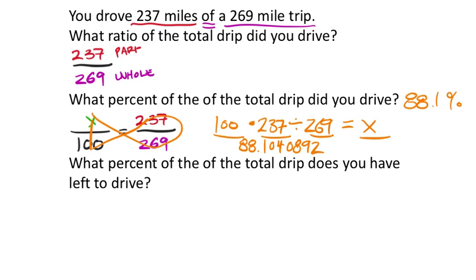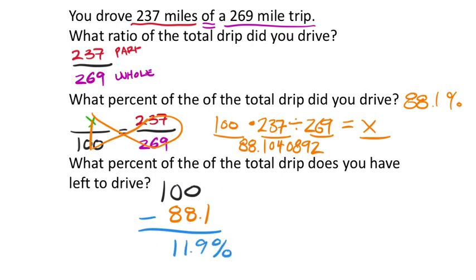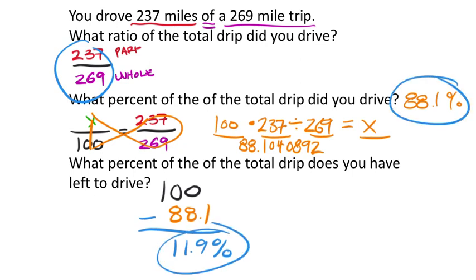Well, what you'd like to do, we assume, is to drive 100% of the trip. You've just driven 88.1% of the trip. So if we subtract 88.1% from 100%, that will tell us how much more needs to be driven, which should be 11.9%. And you just put that in the calculator and get that 11.9%. But now we have all three answers. 1, 2, 3.